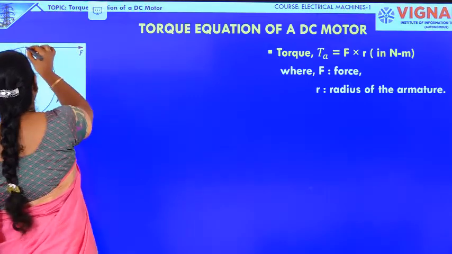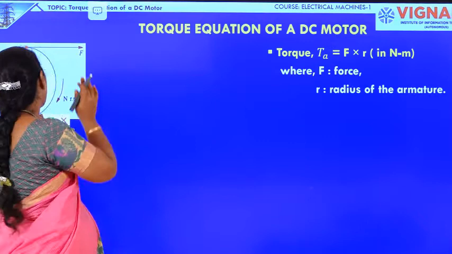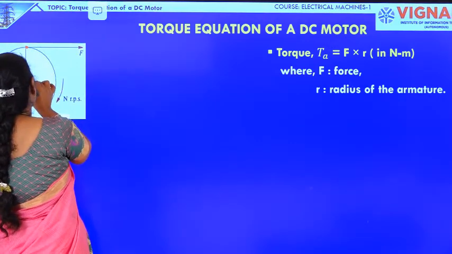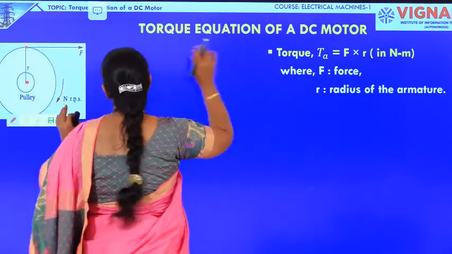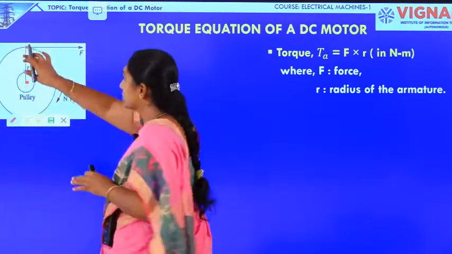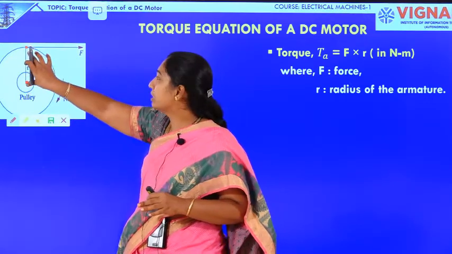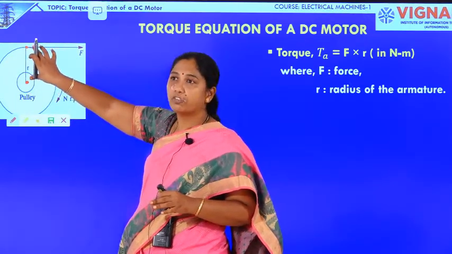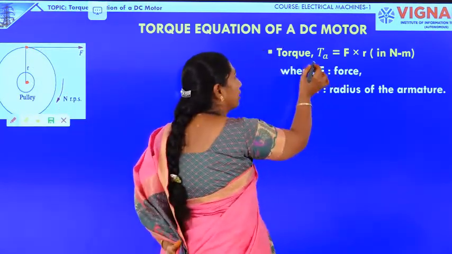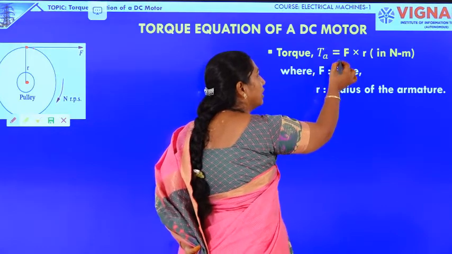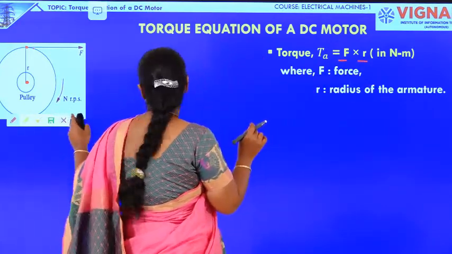Here the conductor is placed on the outer surface of the armature, and the torque is acting at the shaft of the motor. That is why the distance between the conductor and the point where the torque acts will be given by the radius of the motor. So that is why we got the armature torque. The torque developed in the armature will be F into R, where R is the radius of the motor.